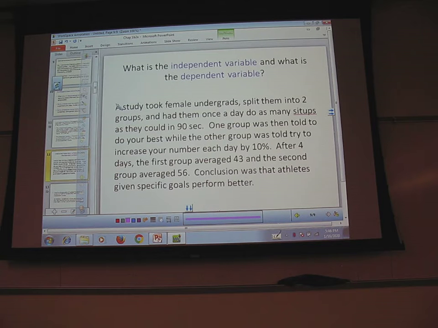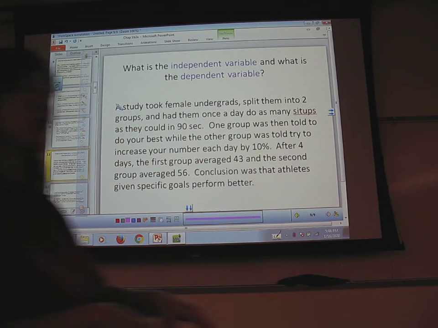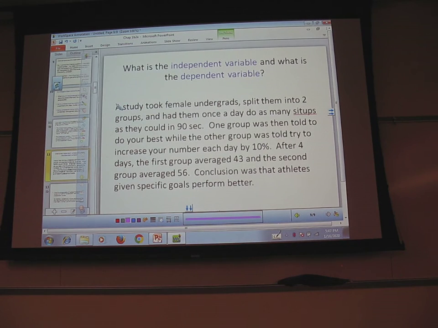That's always 90 seconds. What were they told? So was she told, do your best, or was she told, try to improve by 10%? Does everyone understand that? She's either going to be in the group that was told, do your best, or in this group over here that was told, try to improve by 10%. Did everybody get that? Okay, and then we see how many sips they did.